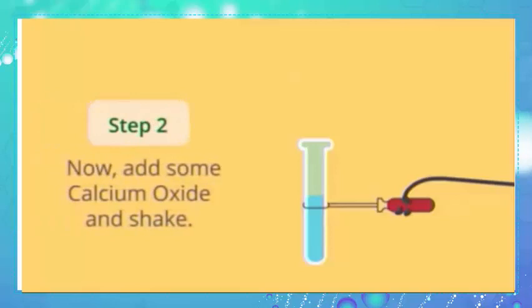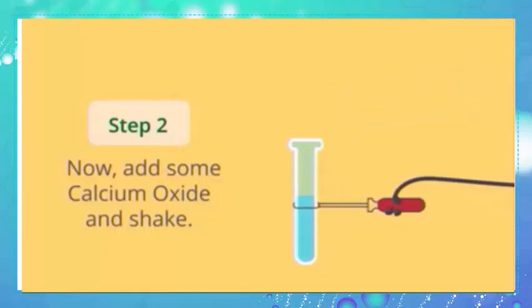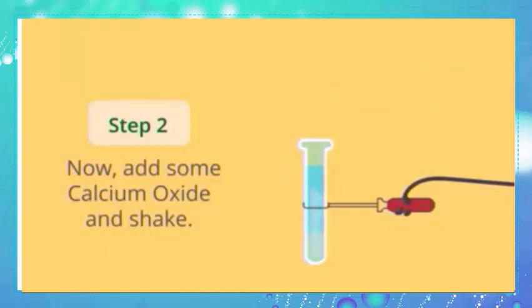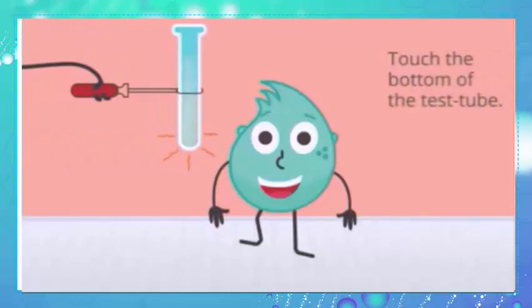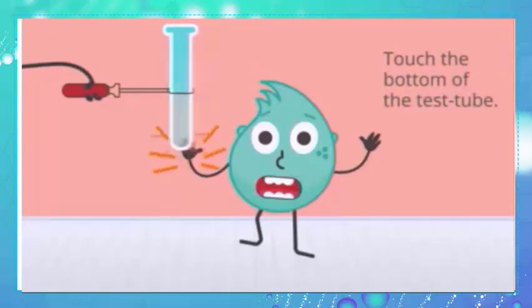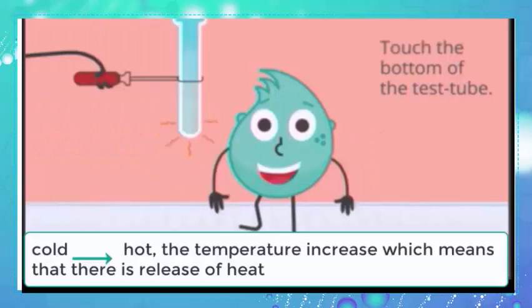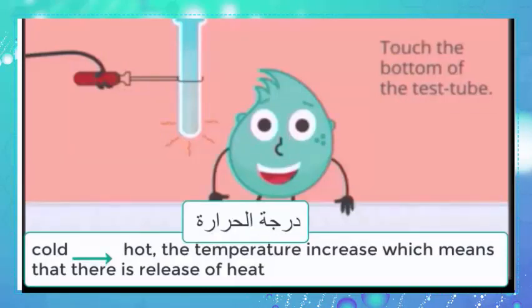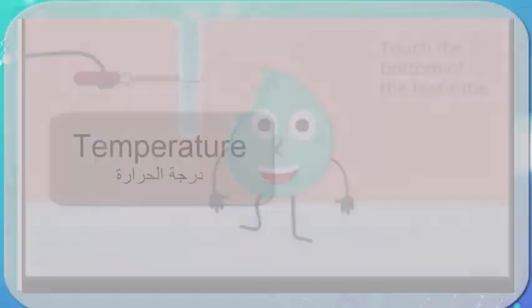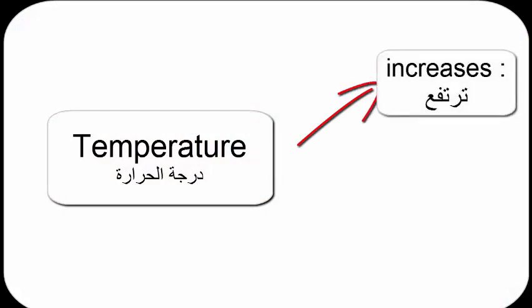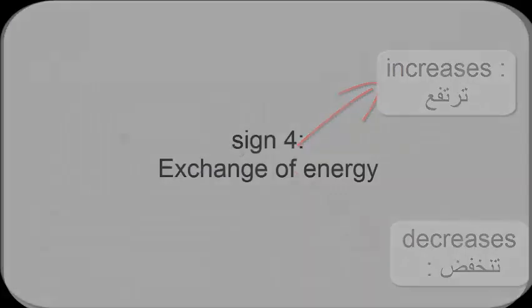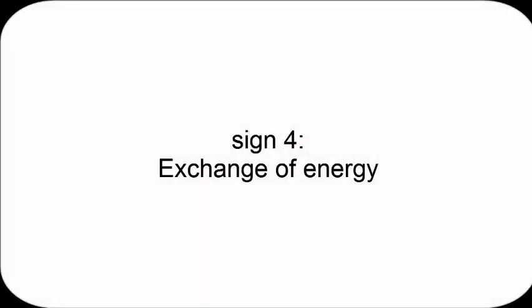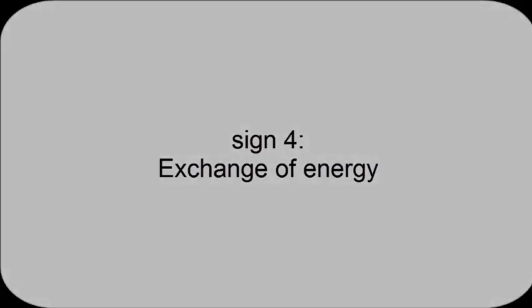Step 2. Add some calcium oxide, which is reactant 2, and shake. Now, touch the bottom of the test tube again. Well, it's hot. So, the test tube changes from cold to hot, which means that the temperature increases. So, in a chemical reaction, the temperature might increase or decrease. In this case, the fourth sign would be exchange of energy.